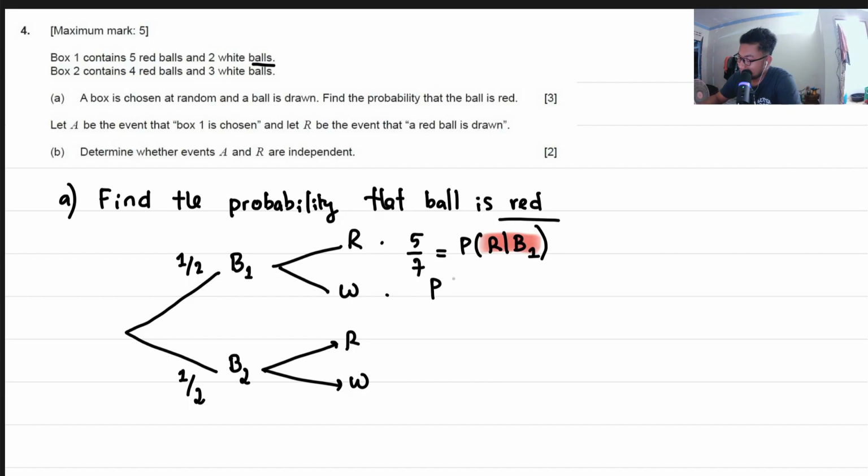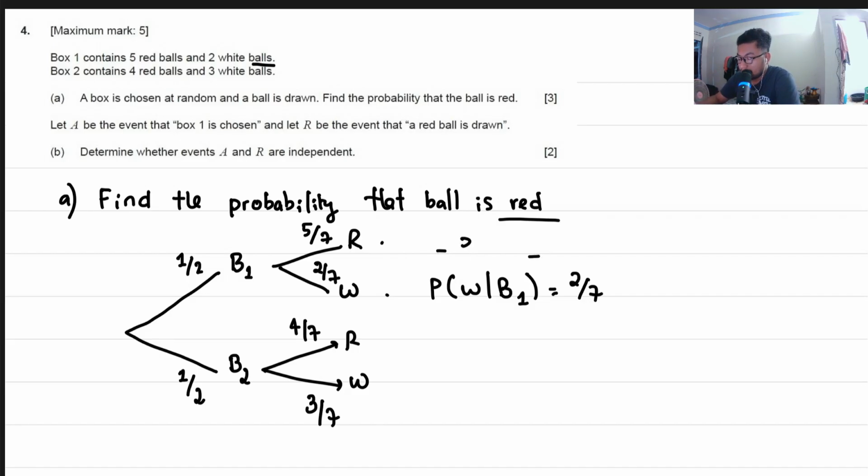Okay. So here white and box 1, which is 2/7. Okay? So I think writing this can be good for you, but sometimes it wastes time. Just 5/7 and 2/7. I just want to clarify what it is. When I'm saying red, what does red mean? Red given box 1, which means box 1 is chosen first and red after that. What about the second box? It's going to be 4/7 and 3/7, right?